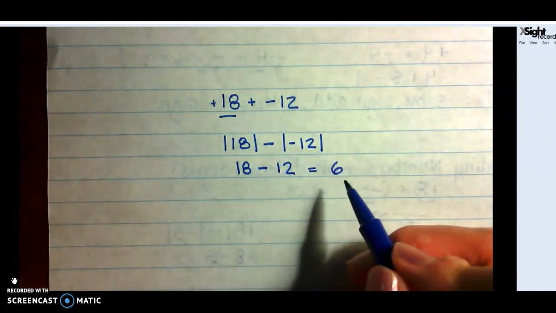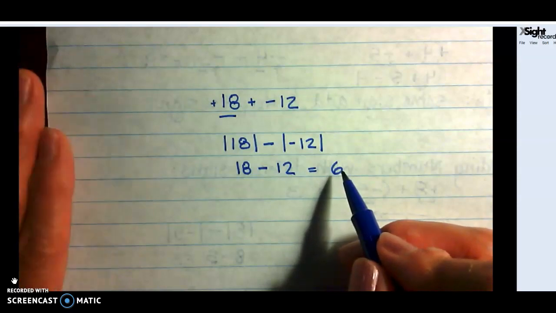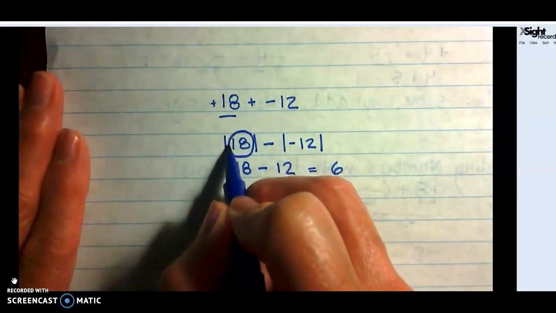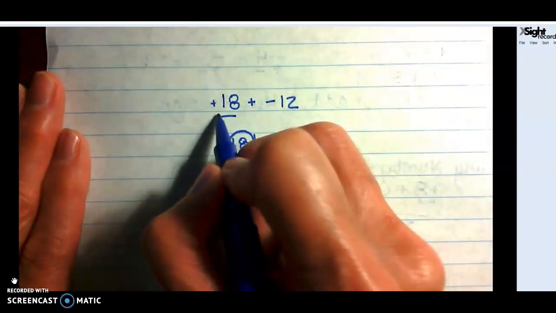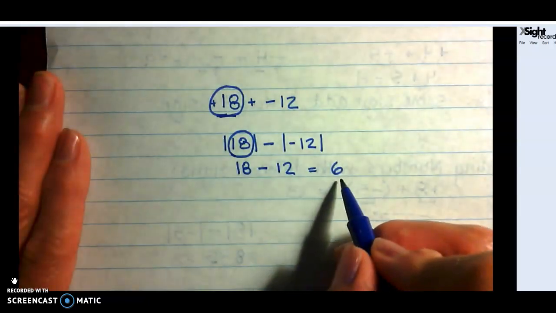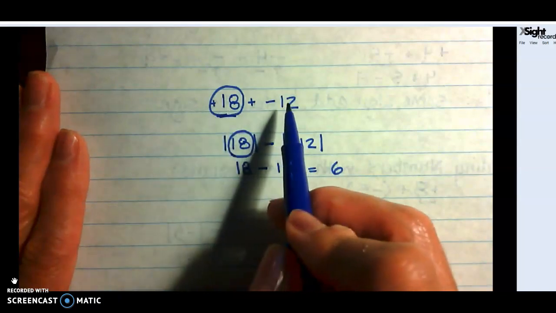But we don't stop right there. We say to ourselves, have I taken the sign of the number with the largest absolute value? 18 has the largest absolute value. 18 was our positive number. So our answer has to be positive. We have more positive than negatives.